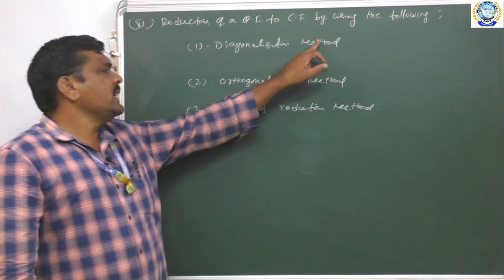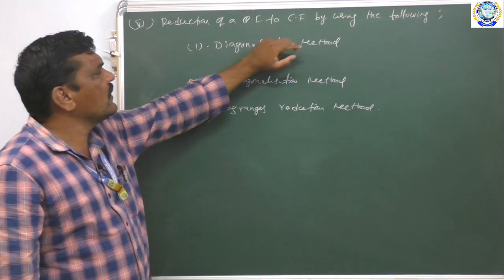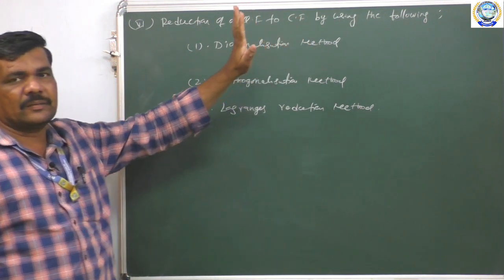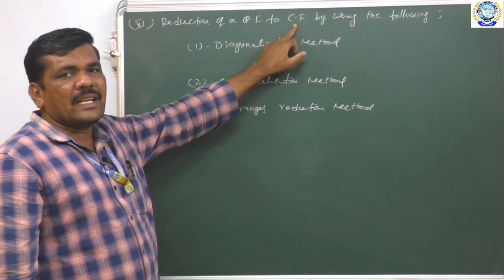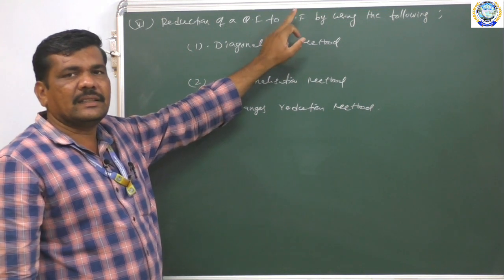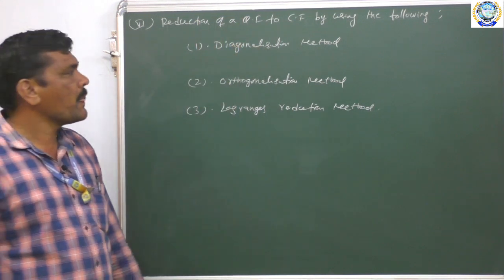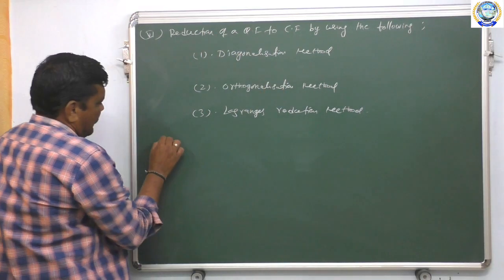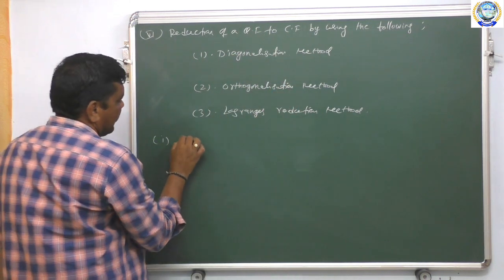By using these three methods, we reduce the given quadratic form into a canonical form. From this canonical form, we find rank, index, and signature and the nature of the given quadratic form also. First, to discuss diagonalization method.